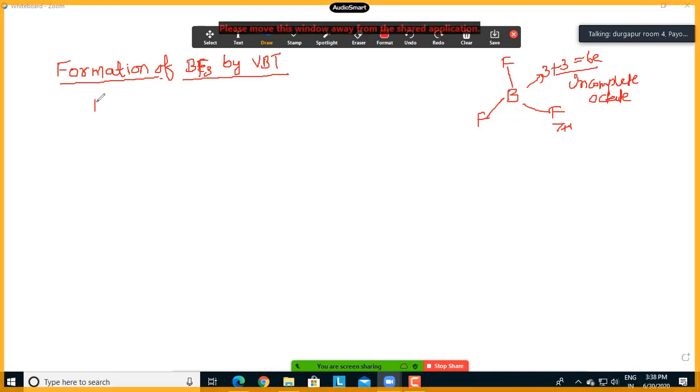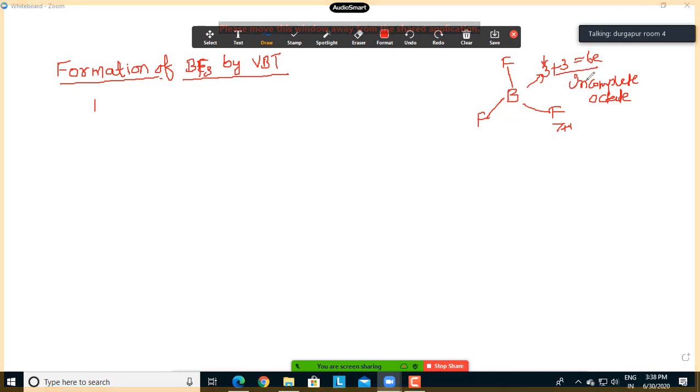Sir, can you repeat this part again? In boron trifluoride, boron is getting incomplete octet. Boron's valency shell has 3 electrons, and due to 3 covalent bonds, its 3 electrons increase to 6. 3 plus 3, 6. So incomplete octet, how is it formed? Lewis theory cannot explain. Now valency bond theory explains.